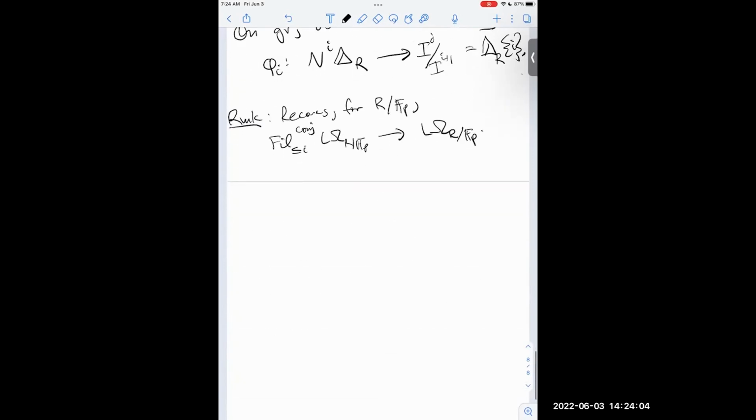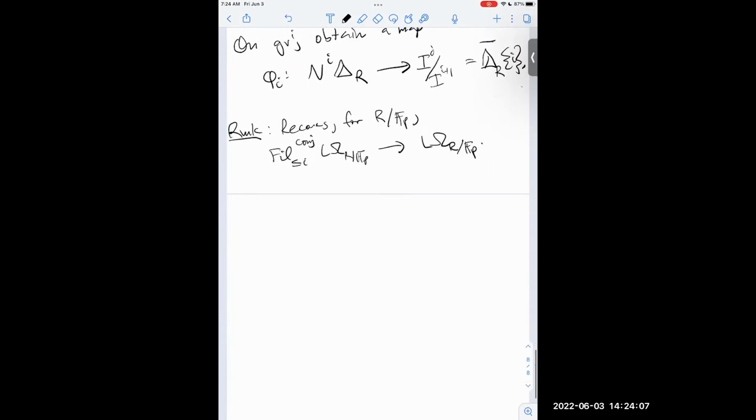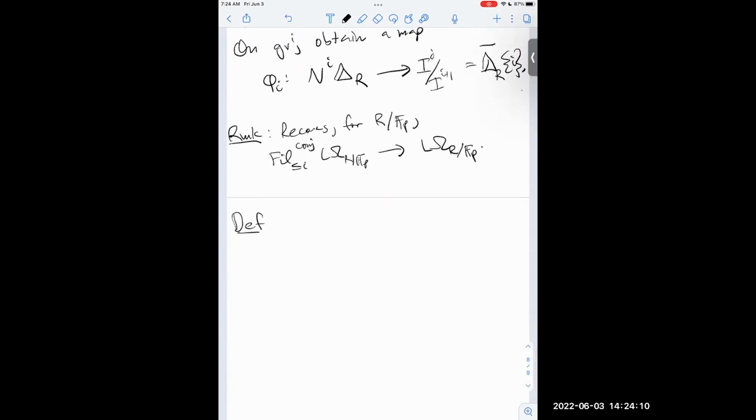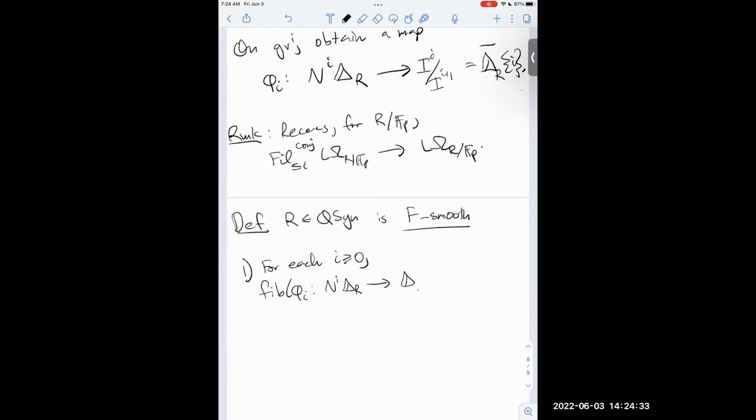Okay, so now let me make the definition. Let me keep this visible, perhaps. So definition: a quasi-syntomic ring R is F-smooth if we have the following two conditions. First of all, for each i greater than or equal to 0, the fiber of this map phi sub i, which again is going from N^i of prism R to prism Hodge-Tate of R, twisted by i, and when we take this fiber, it has p-complete Tor amplitude.